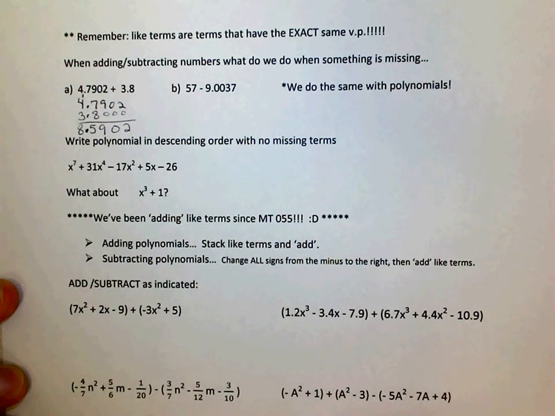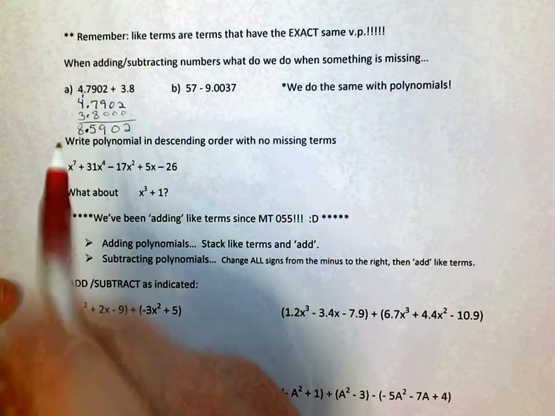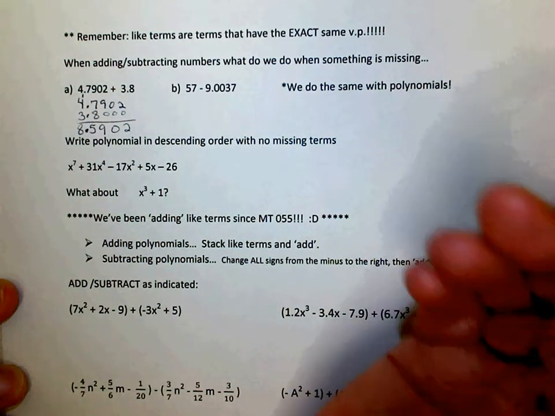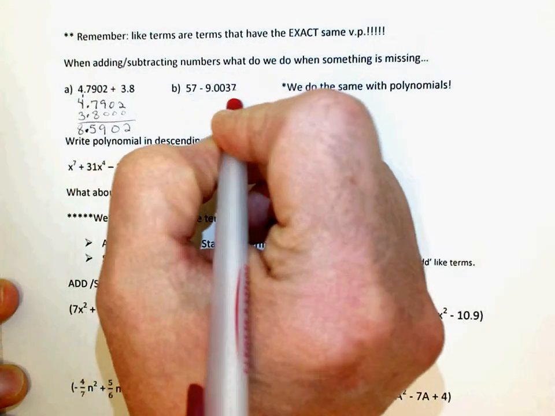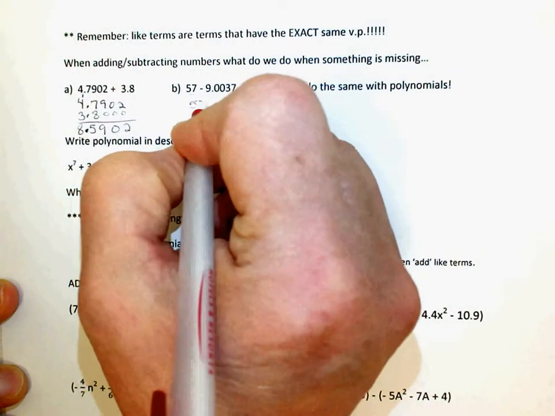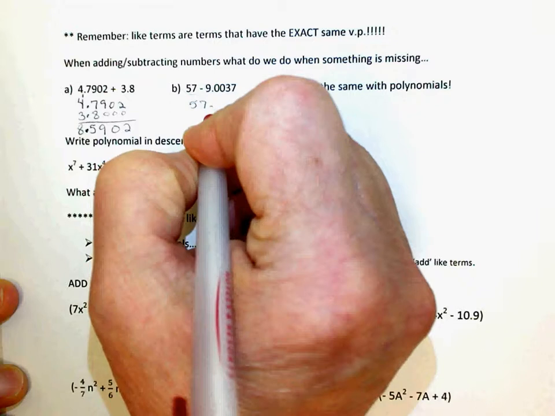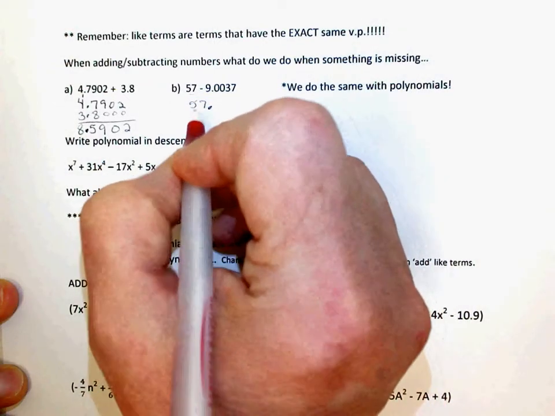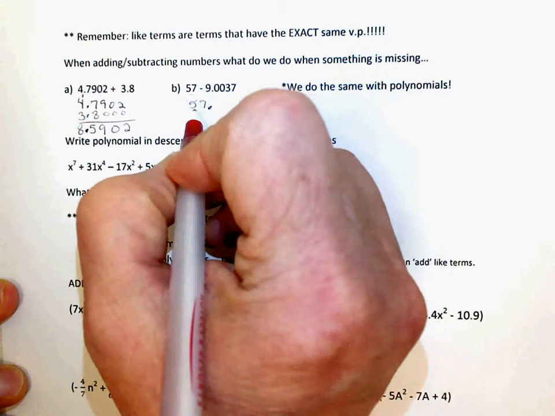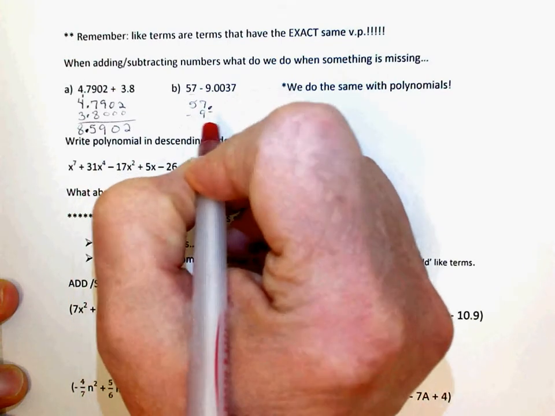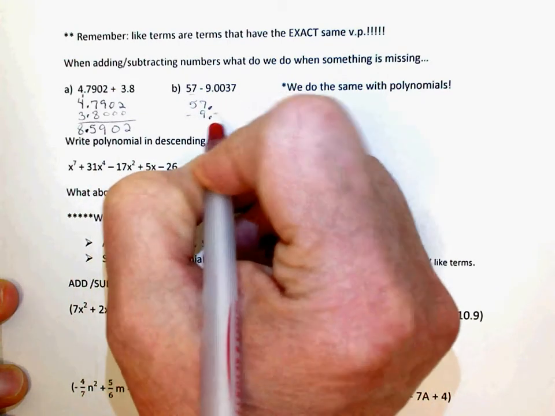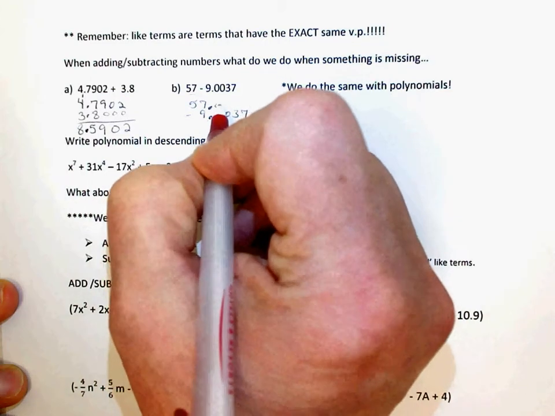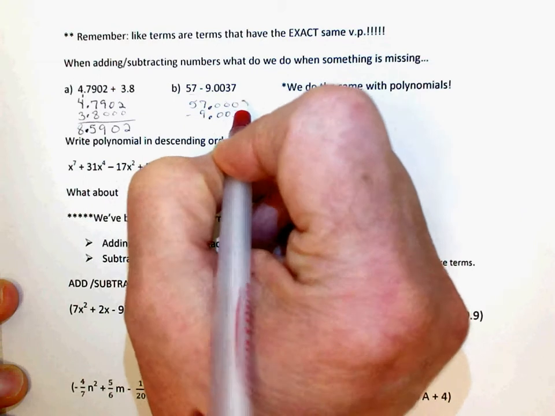Okay. Well, in this case, it wasn't absolutely necessary to have the zeros. But in this case, we absolutely must have them. And remember, if I don't see a decimal, the decimal goes at the end of the number. So minus 9.0037. We have to have zeros up top here.